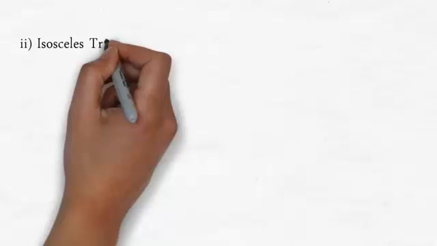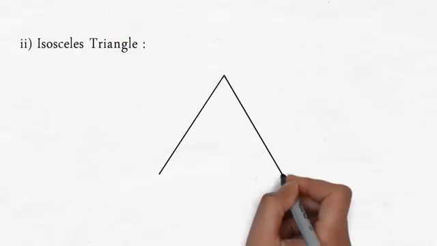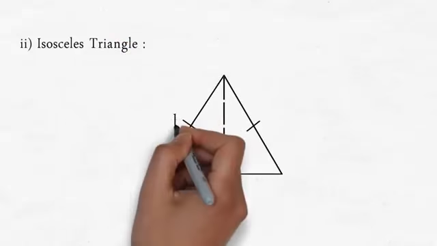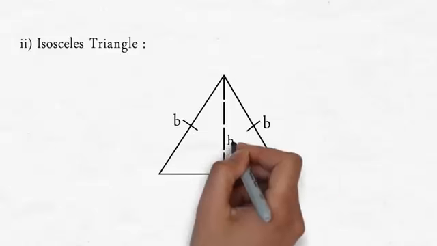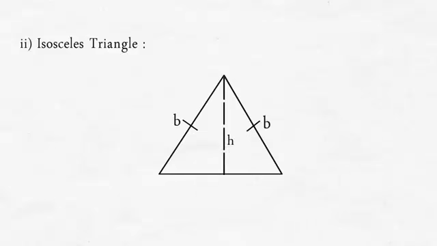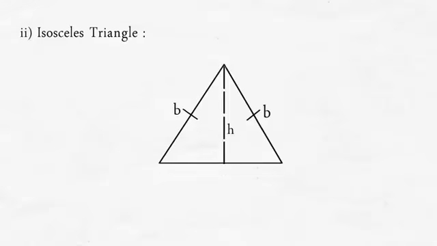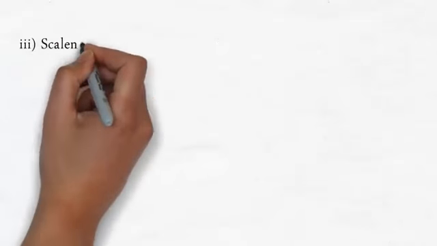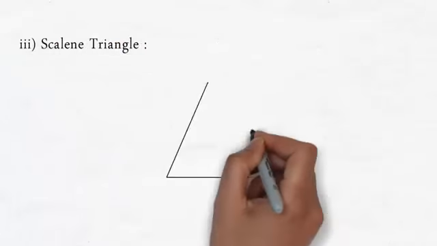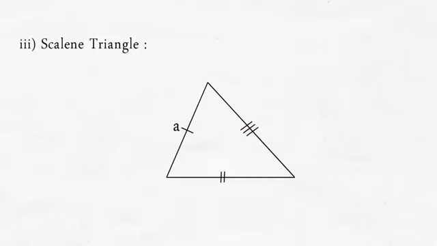Second, isosceles triangle. If any 2 sides of a triangle are congruent, then the triangle is called an isosceles triangle. Third, scalene triangle. If no 2 sides of a triangle are congruent, then the triangle is called a scalene triangle.